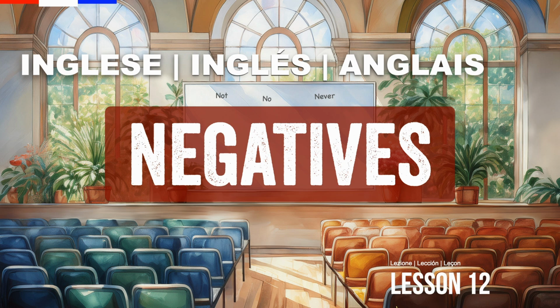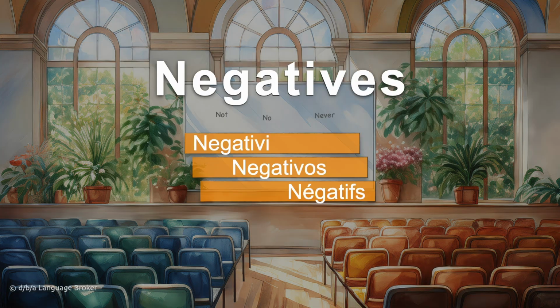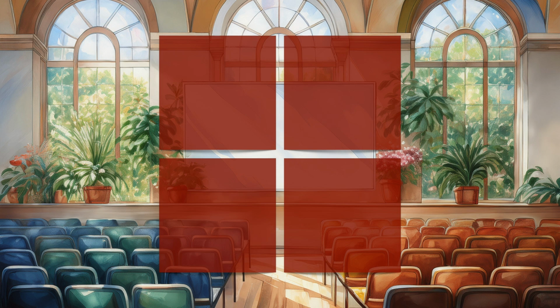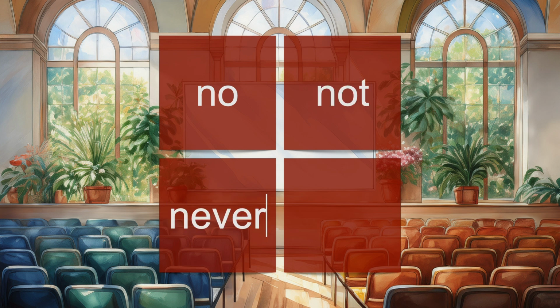I hope you are having a good day because today we're going to talk about how to say negatives in English. The four most commonly used negatives are no, not, never, and none. So let's start by looking at some examples of how to use these negatives in a sentence.